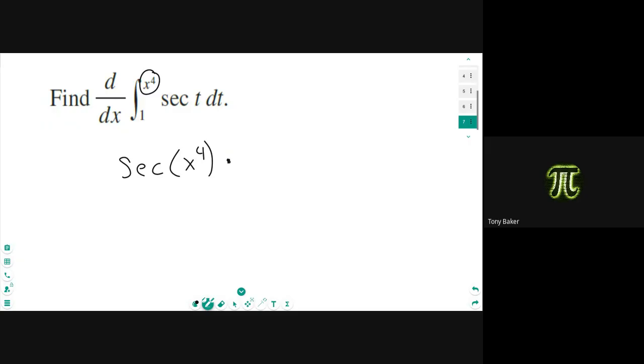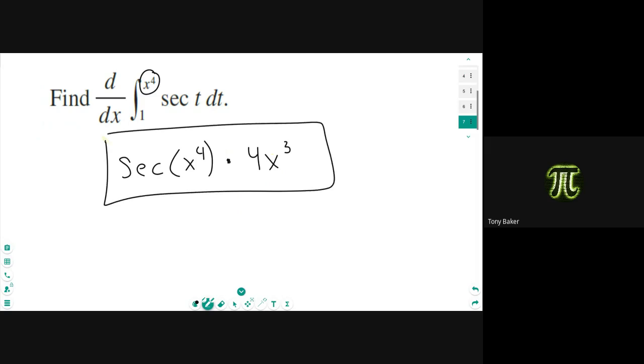One-fifth x to the 5. That's the integral. This is the other thing you're going to have trouble with in a little bit. You have to switch back and forth between them, and it's really easy to make those mistakes. 4x to the third. So that is my final answer for that.